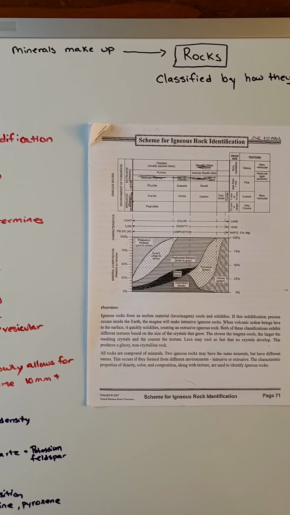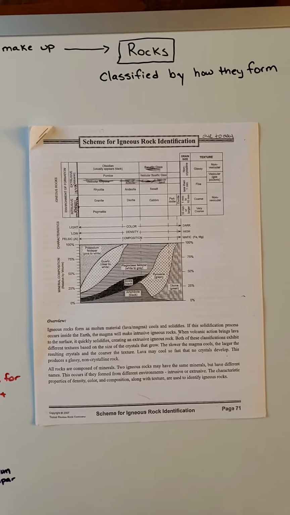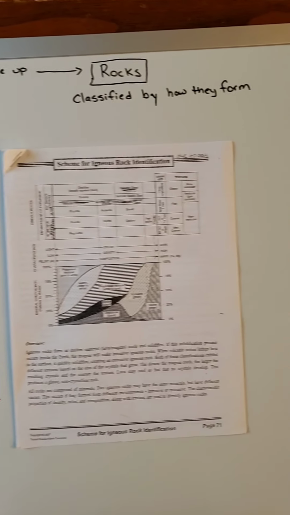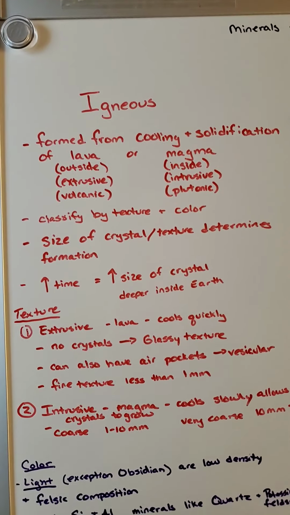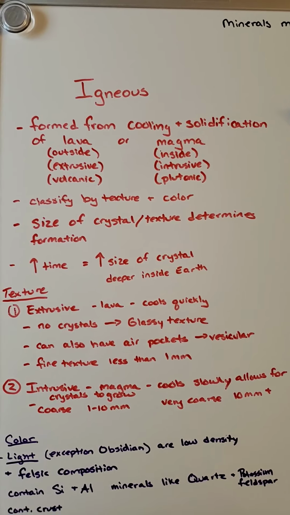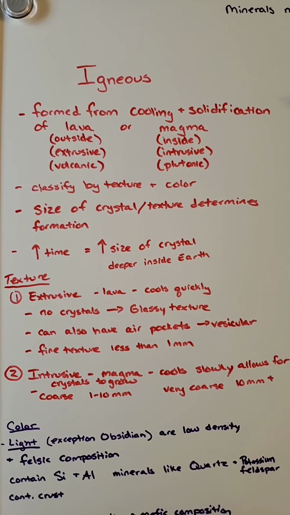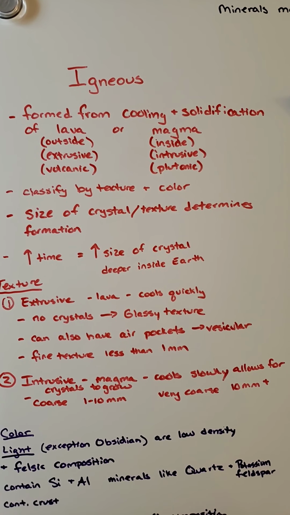Good morning. Today I'm going to go over igneous rocks. So remember, minerals make up rocks. They're classified by how they form. So let's go over here to igneous rock. I pre-wrote it so I can try to write neat. Hopefully you know that igneous rocks are formed from cooling and solidification of lava or magma.